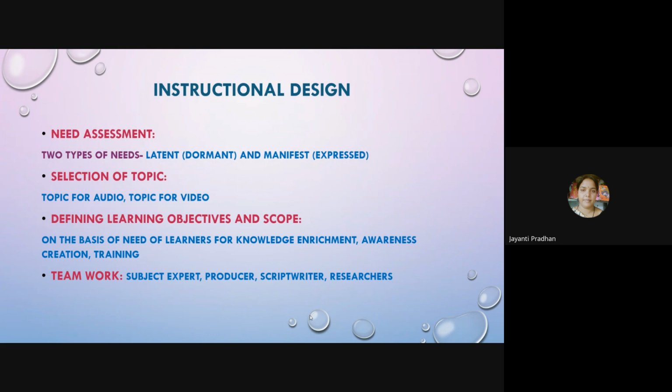In that, the first thing is needs assessment. What is the need of this instructional design? When we are assessing the need, we must keep in mind that when we are using this courseware or any electronic program, we are going to address large and heterogeneous groups that may belong to different age groups, classes and religions.